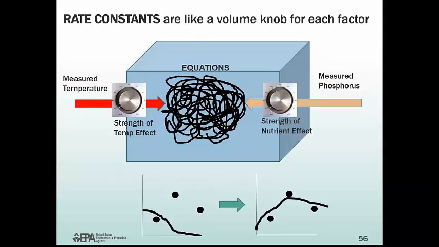One part of calibration is to adjust rate constants. And rate constants are model inputs that increase or decrease the strength of a particular process in the model. So it's like a knob where you turn up or down the influence of a particular factor. So for example, algae biomass. If we're predicting that in the model, it can be influenced by both nutrient and temperature conditions. If we change the rate constants related to the strength of those factors, we can change the amount of algae that the model is growing.